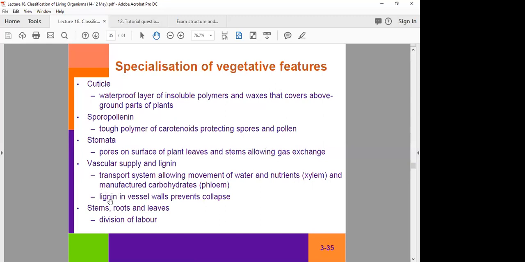Plants also developed this substance called lignin. And you know that lignin is a very tough phenolic substance found predominantly, but not only, in vessel element walls in the xylem, and this prevents collapse of xylem elements under the pressure that they're exposed to. Okay, the very early plants were thought to consist only of stems. But later on, plants developed roots and leaves, and this facilitated this division of labour amongst specialised tissues and organs.